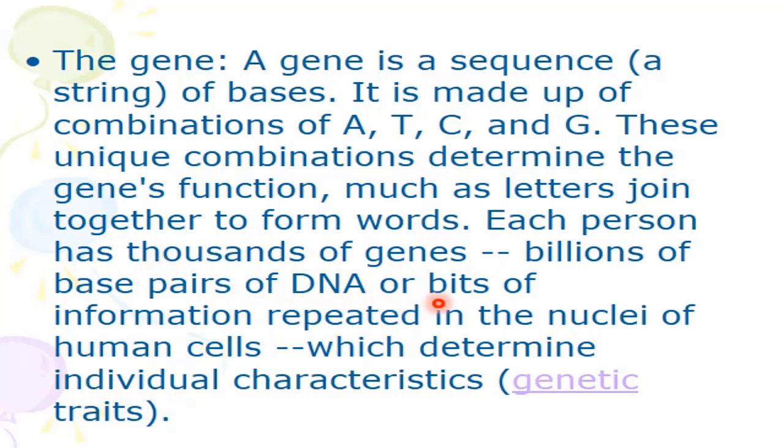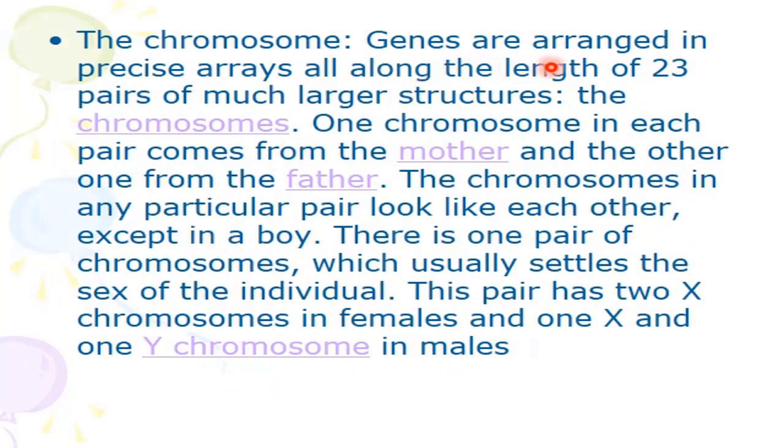Billions of base pairs of DNA, or bits of information, are repeated in the nuclei of human cells, which determine individual characteristic genetic traits. Genes are arranged in precise ways, in a very precise and unique arrangement, all along the length of 23 pairs of much larger structures. As we know in genetics, half of the genetic material is inherited from the father, and the other 50% is inherited from the mother.